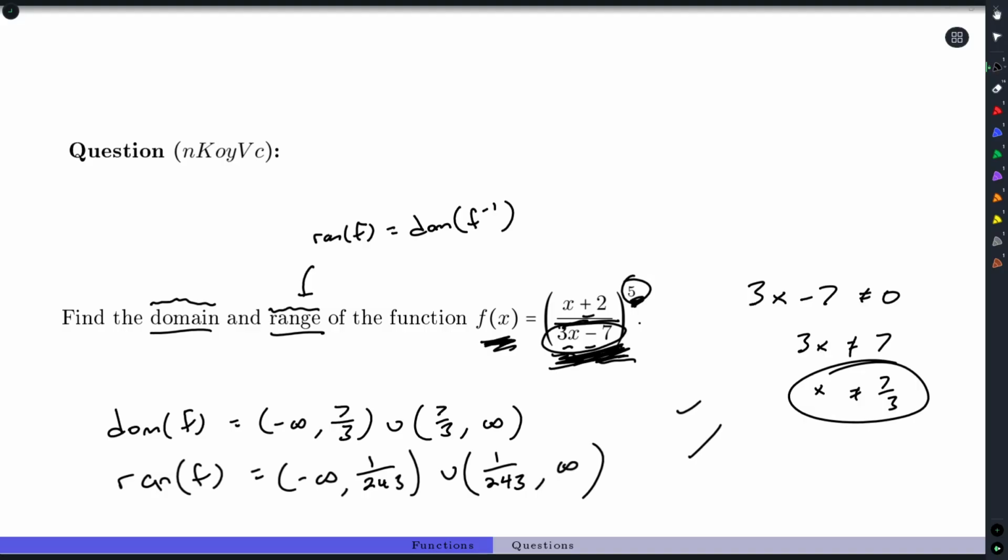And no one asked me for it, but I also have the inverse to this function as well, which is maybe powerful, maybe useful if there was another part to this question.